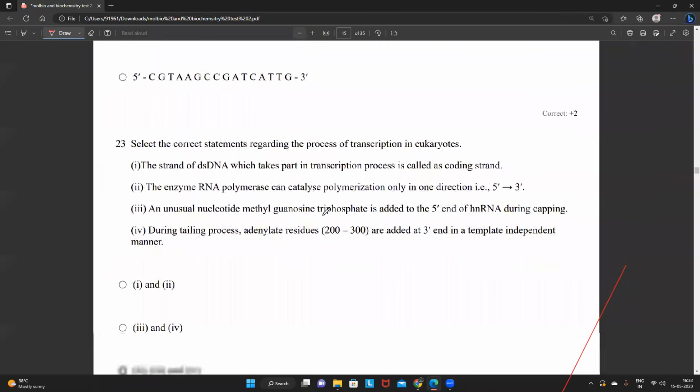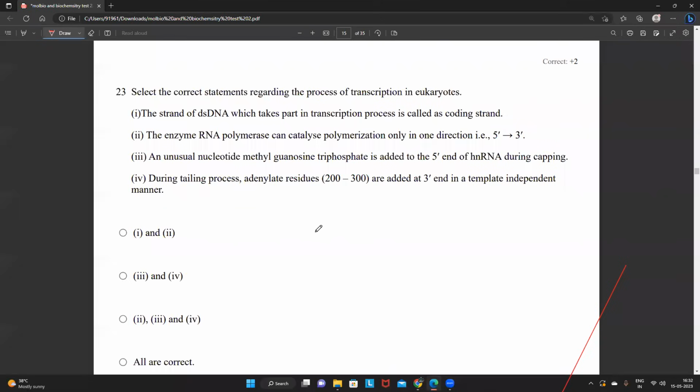And this question is also very good and very simple. Select the correct statements regarding the process of transcription in eukaryotic organisms. Option 1 says that the strand of double-stranded DNA which takes part in the transcription process is called the coding strand. Every student say yes or no. Is this a true statement or false statement? So can the template strand be called the coding strand? Everyone, is it true or false?